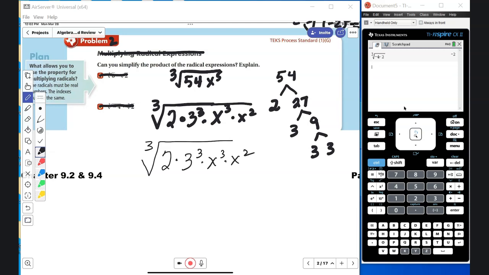We can get the cube root of 3 to the 3rd, it's 3. We can get the cube root of x to the 3rd, that's x. Whatever we can't get the cube root of, we leave inside the radical. So we have 2x squared. So the cube root of 54x to the 5th simplifies to 3x times the cube root of 2x squared.